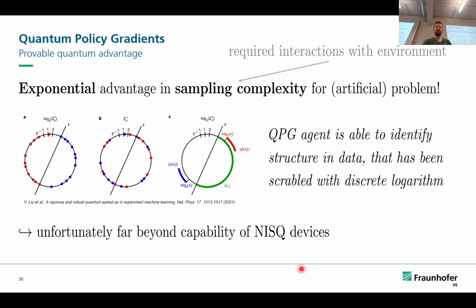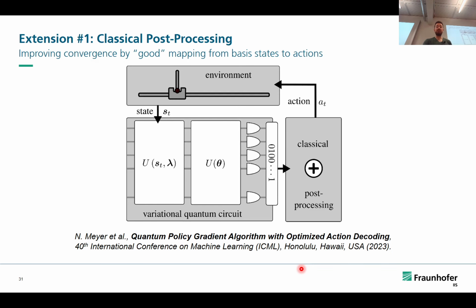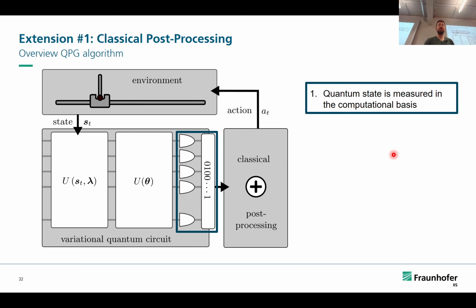And now I want to go on with some of our extensions and also some experiments on the actual quantum hardware. So what we did here, we took the algorithm I have just introduced and modified it. So we still, in principle, did the same thing. So we measured the quantum state in the computational basis. And so this previous raw policy just associated each basis state with one of the actions and said, I choose this action here.